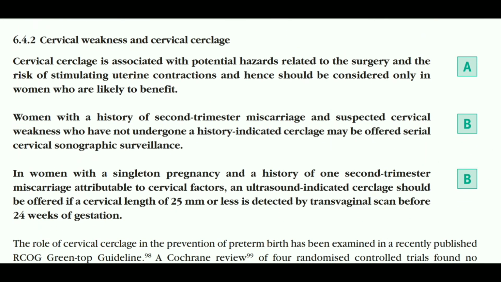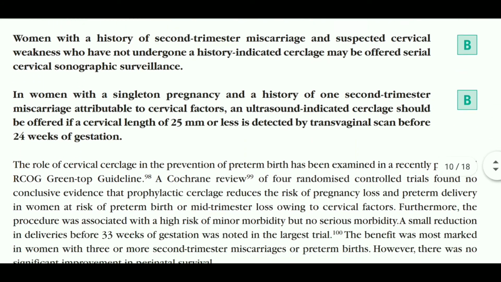Now, cervical weakness and cervical cerclage, the role. What complications are associated with cervical cerclage? Cervical cerclage is associated with potential hazards related to the surgery and the risk of stimulating uterine contraction, and hence should be considered only in women who are likely to benefit. Now, a woman with a history of second trimester miscarriages and suspected cervical weakness who has not undergone cerclage may be offered serial cervical sonographic surveillance. In women with a singleton pregnancy and a history of one second trimester miscarriage attributed to a cervical factor, ultrasound-indicated cerclage should be offered if a cervical length of 25 mm or less is detected by transvaginal scan before 24 weeks of gestation.